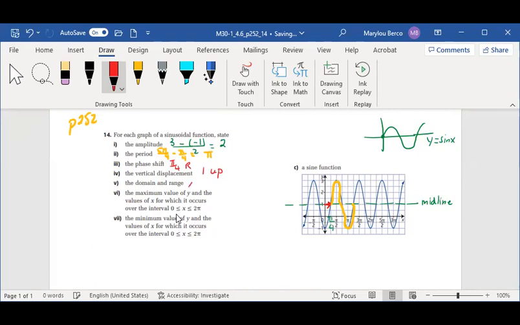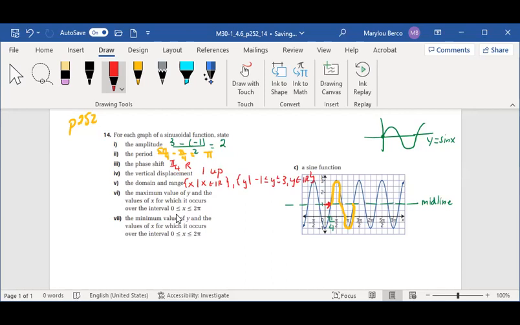The domain is x, such that x is an element of all real numbers, and the range is y, such that y is between -1 and 3.